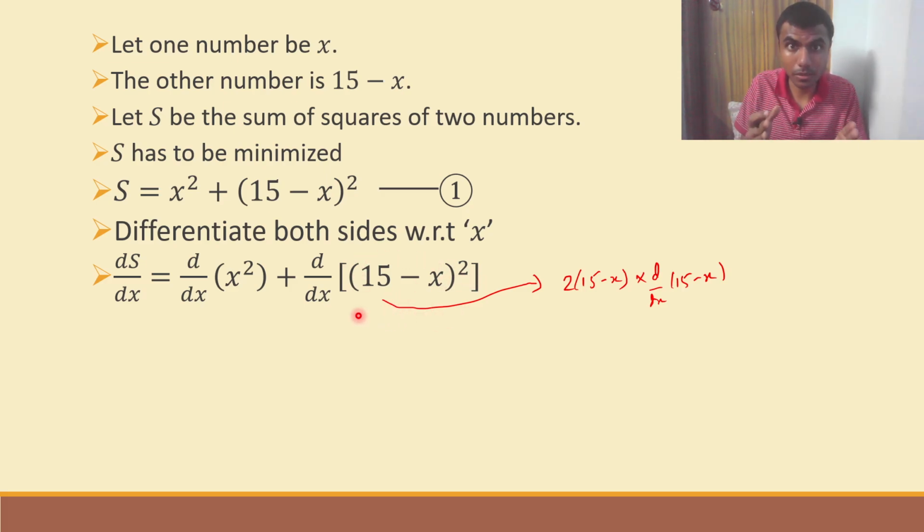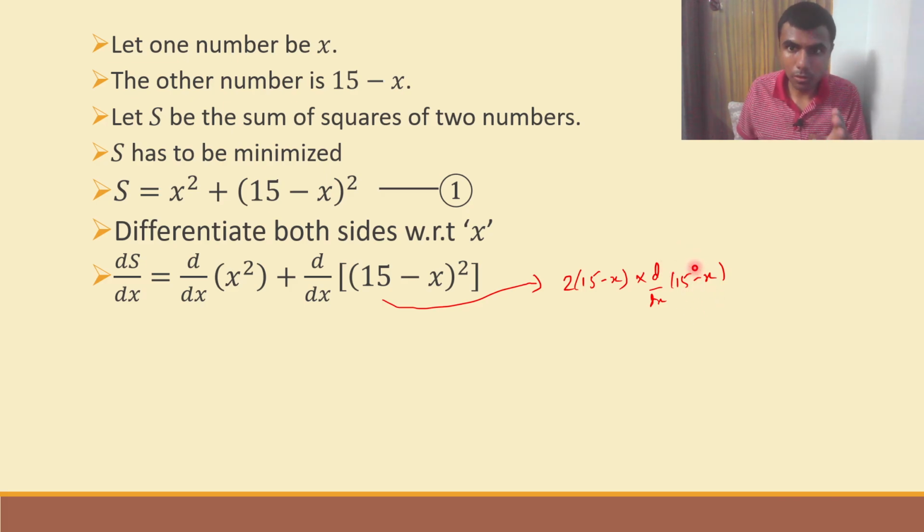Derivative of x square is 2x. So that's when this one's derivative is 2 into 15 minus x. But in place of x we have 15 minus x. So as per chain rule we have to do into derivative of 15 minus x. What is derivative of 15 minus x?